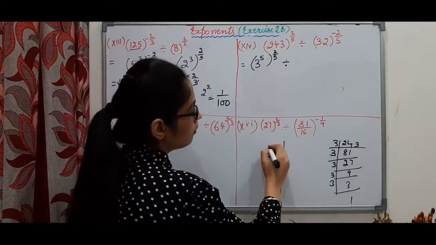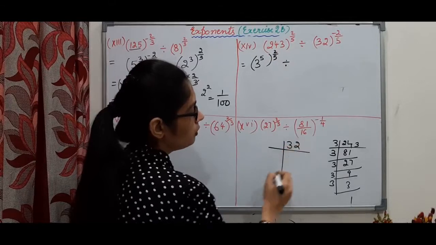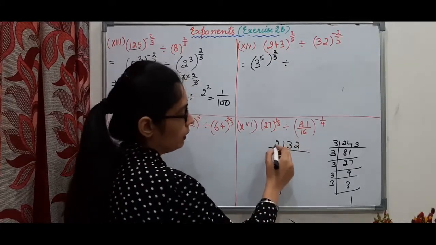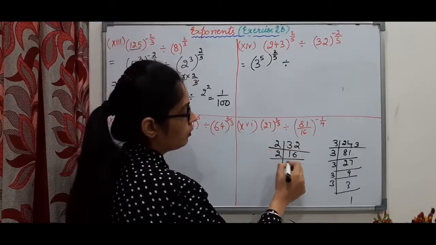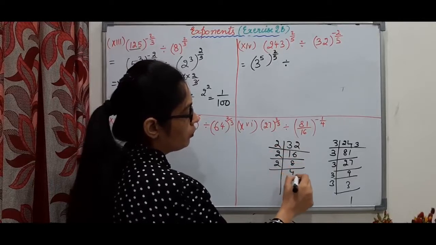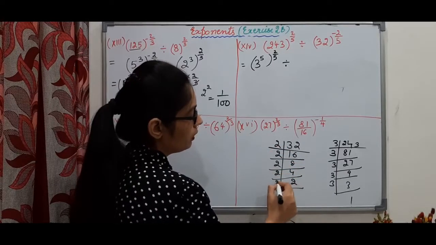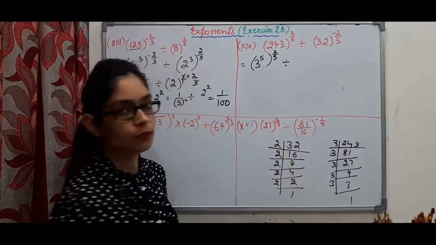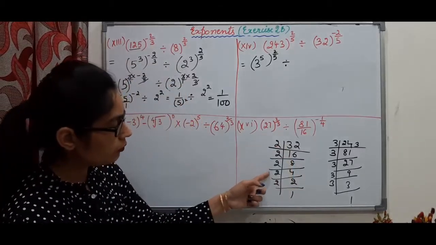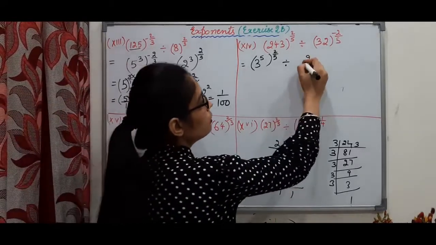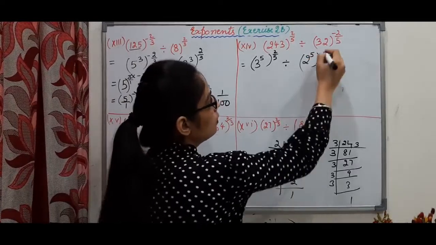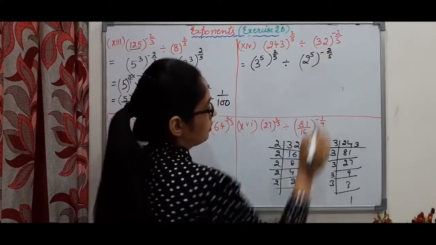32 also we will convert into its exponential form. So let's start with 2. 2 into 16, 2 into 8, 2 into 4, 2 into 2 and 2 into 1. So how many times is 2? 1, 2, 3, 4, 5. So 2 is 5 times, and the power minus 2 by 5 stays as it is.